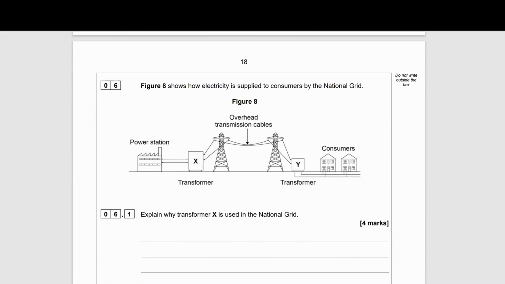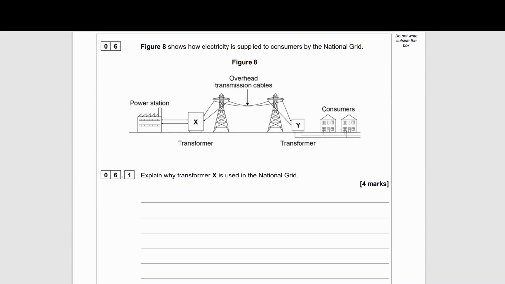Question 6. Figure 8 shows how electricity is supplied to consumers by the national grid.